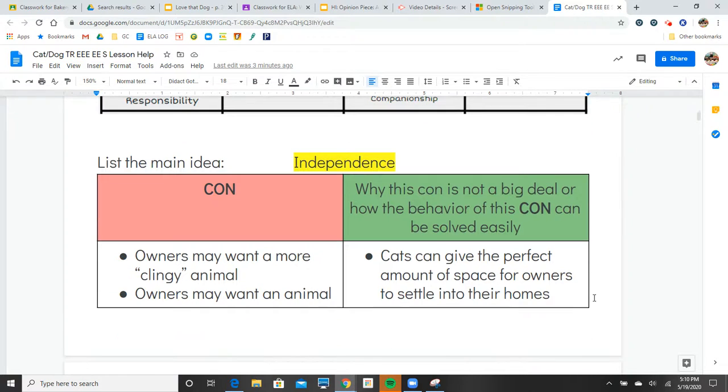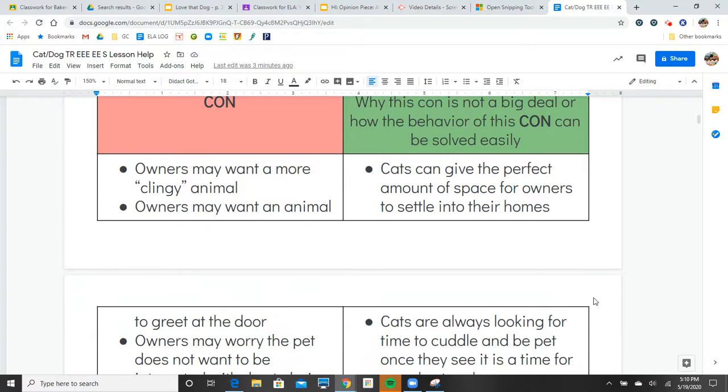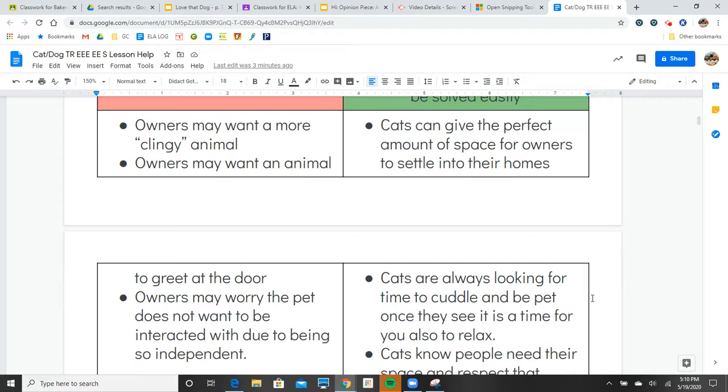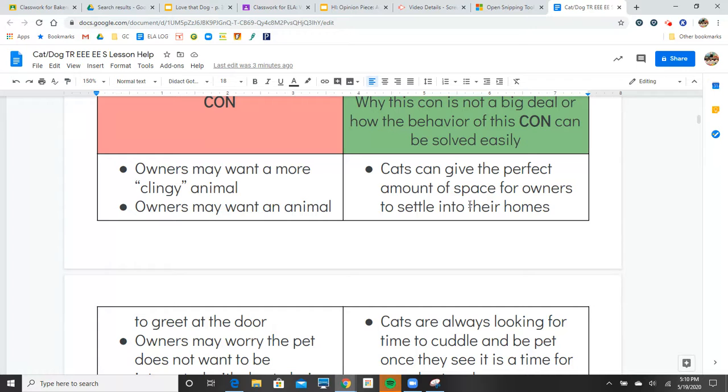For instance, independence is a common trait that is described for cats. And someone who is going to be fearful of a cat being independent might want a more clinging animal or an animal that would greet them at the door. They might also worry that the pet doesn't actually want to interact with them or need them because they're so independent. So you need to think about just making a list.